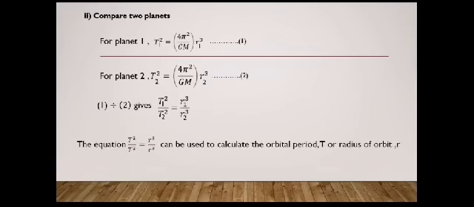Compare two planets. For planet 1, T1 squared equals 4 pi squared R1 cubed divided by GM. For planet 2, T2 squared equals 4 pi squared R2 cubed divided by GM. Dividing 1 by 2 gives T1 squared divided by T2 squared equals R1 cubed divided by R2 cubed. The equation T1 squared divided by T2 squared equals R1 cubed divided by R2 cubed can be used to calculate the orbital period T or the radius of orbit R.